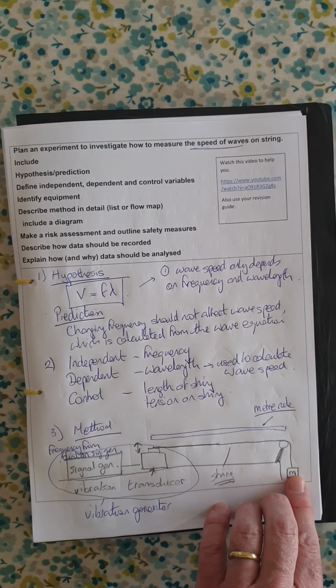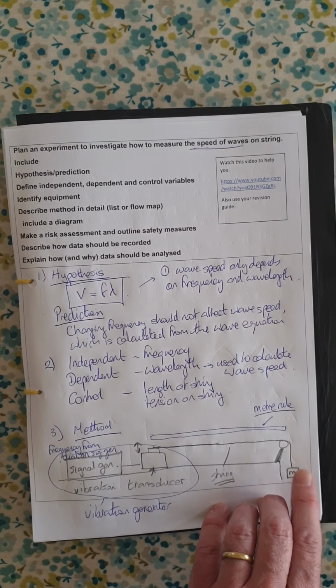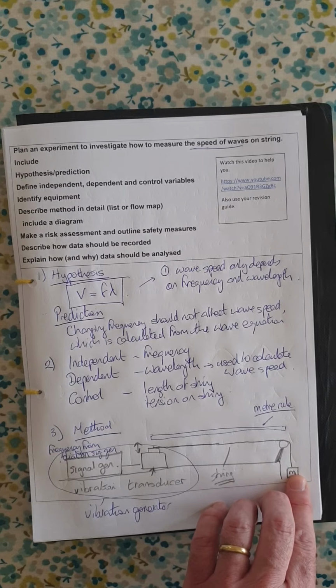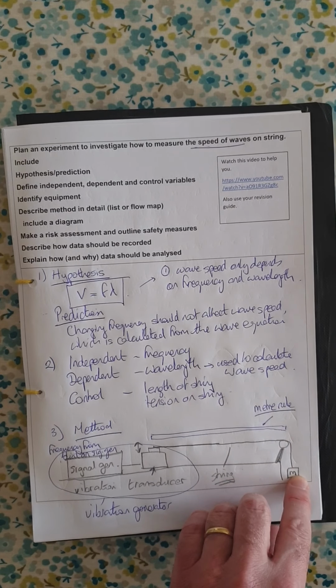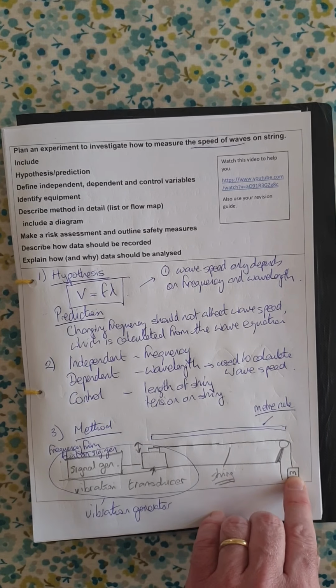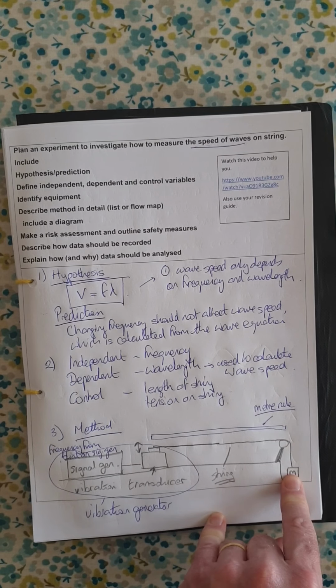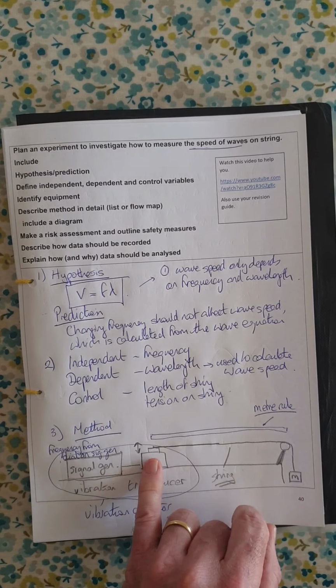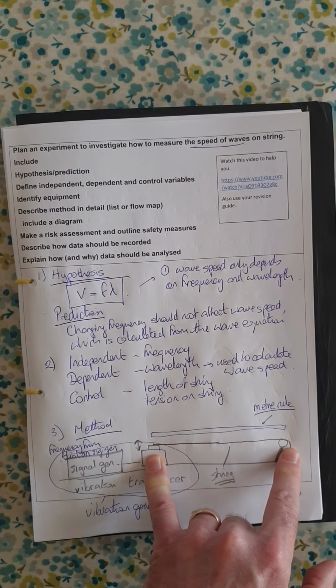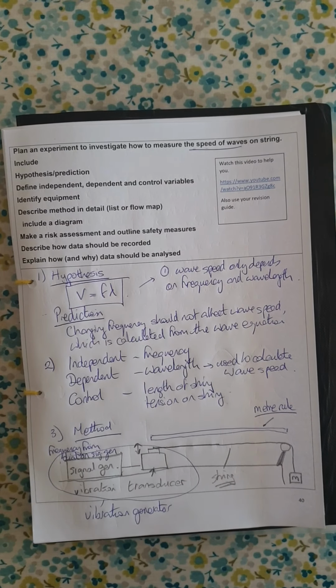And in terms of control variables, we say that the mass, which is what creates the tension on the string because it's pulling the string downwards, remains the same, isn't changed, and the distance between the transducer and the pulley doesn't change, so the length remains the same.